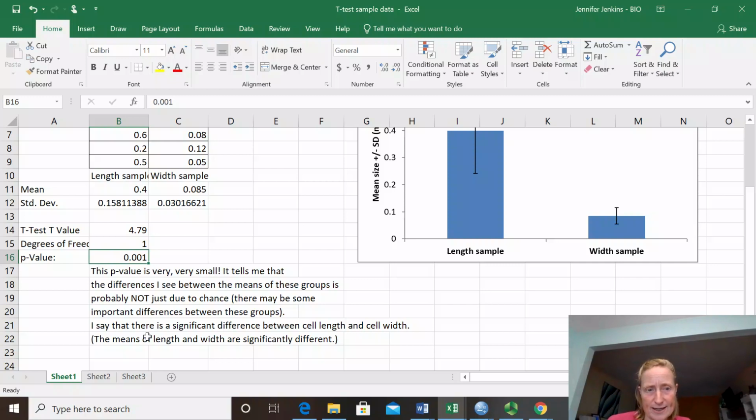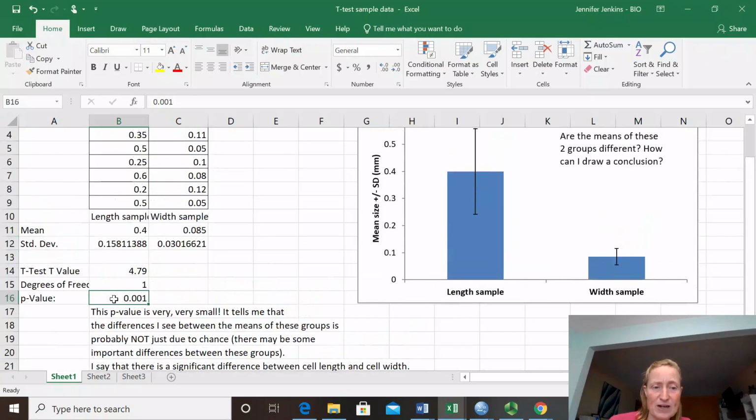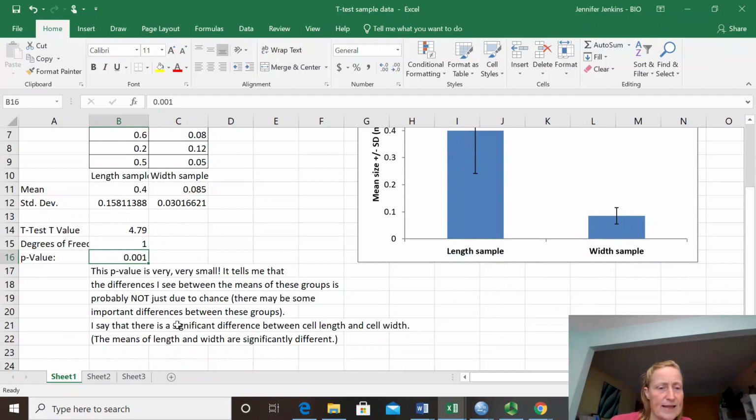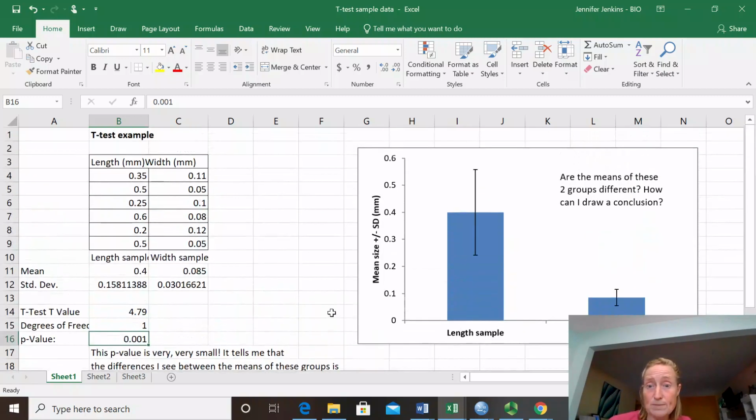For my particular study, I can be quite confident, because my p-value is very small, that the differences I saw between the length and the width samples are significant, are not just due to chance. It looks like there are real differences here, right? So I could say that there is a significant difference between cell length and cell width. The means of the length and width groups are significantly different. That's another way to say it. So I'm pretty happy that I can make this conclusion based on my data. The t-test helped me make a more confident conclusion.